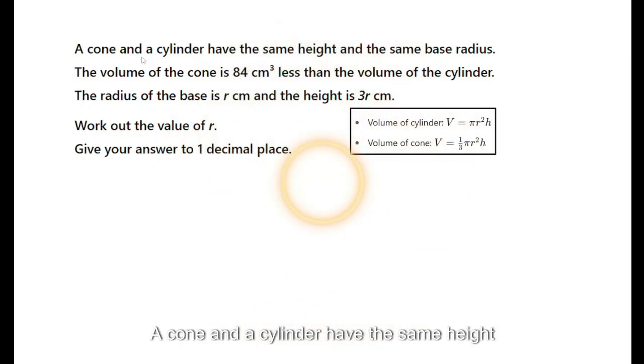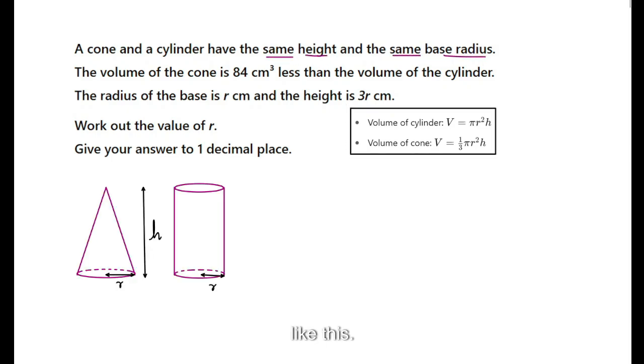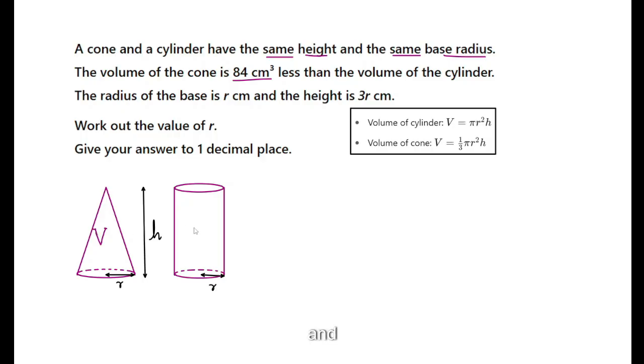A cone and a cylinder have the same height and the same base radius, like this. Now, the volume of the cylinder is bigger. So whatever the volume of the cone, let's say it's V, the cylinder is V plus 84, because the volume of the cone is 84 less than the cylinder. So the cylinder is 84 more.